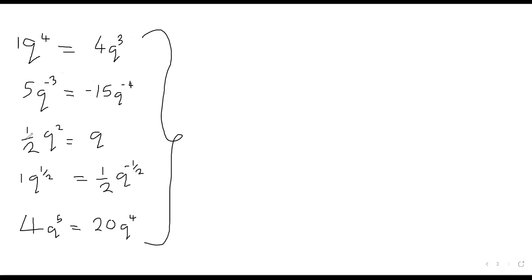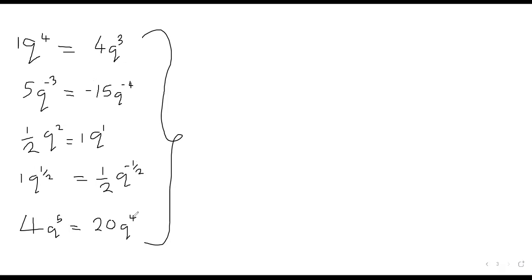Here, 2 times half is 1. We never write 1. 2 minus 1, there's a 1 there, which is invisible. Then half times 1 is half. Half minus 1 is negative half. 5 times 4 is 20. Then subtract 1 from the 5, we get a 4. That's how we differentiate. Is that clear?